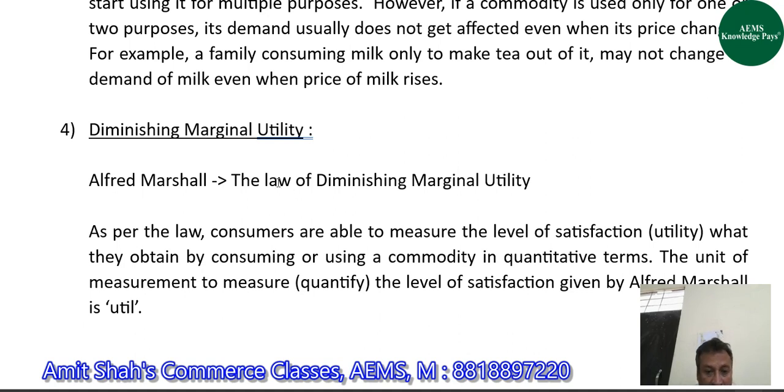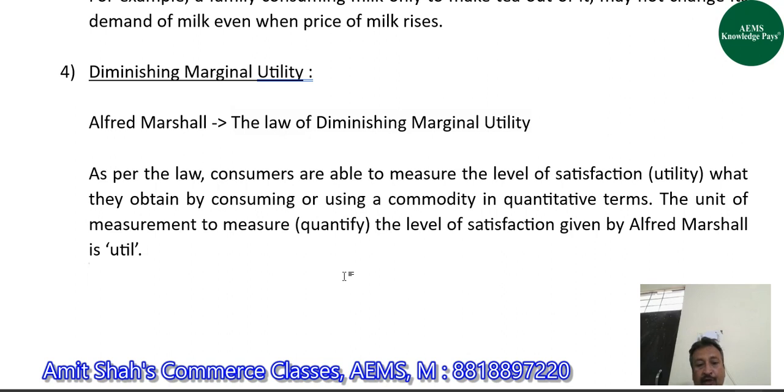Now, what he actually explained through this law is that when you consume units of a particular commodity one after another, which means you are in the process of continuous consumption, every successive unit gives you lesser satisfaction than the earlier units.